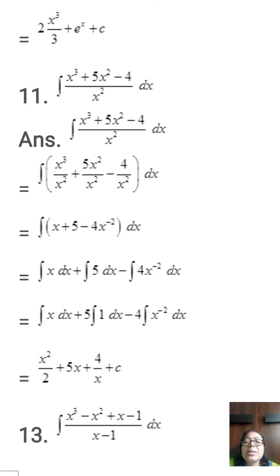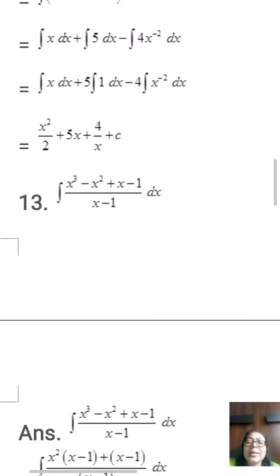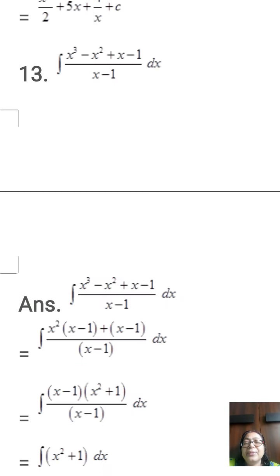5 will come outside, integration dx, it is x. Minus 4 will come out, x to the power minus 2 plus 1, that is x to the power minus 1 by minus 1. So before there was minus and this minus, it will come together as plus 4 by x plus c. Next question, we will simplify first.